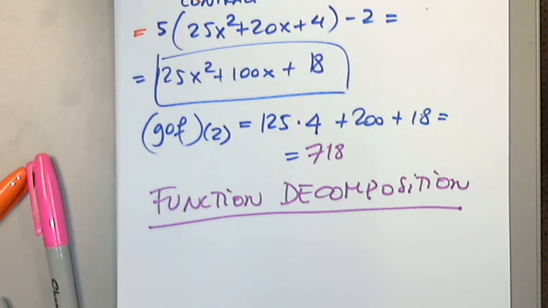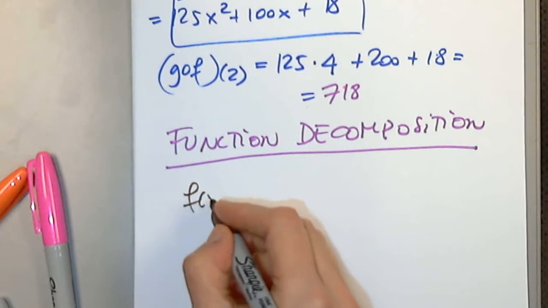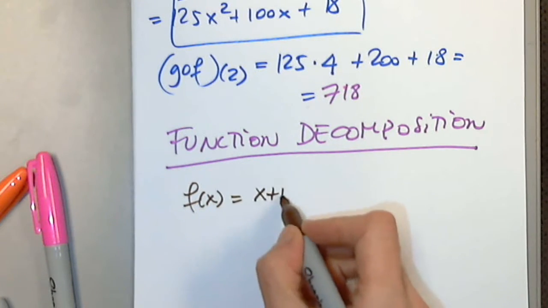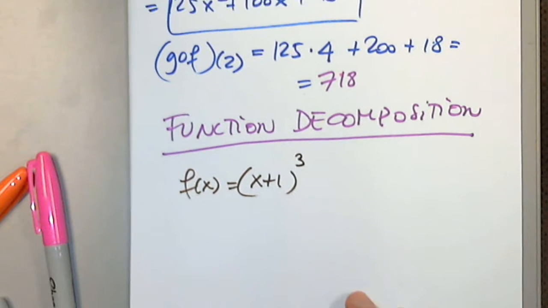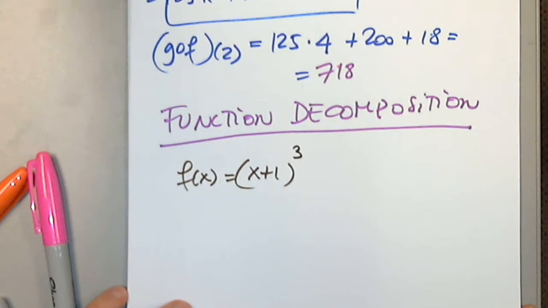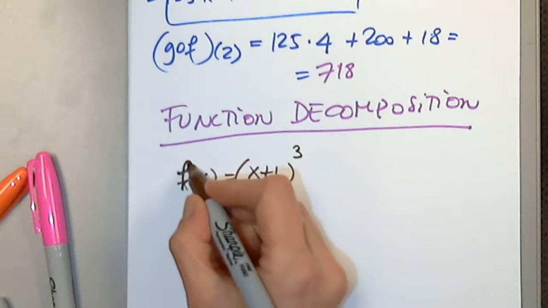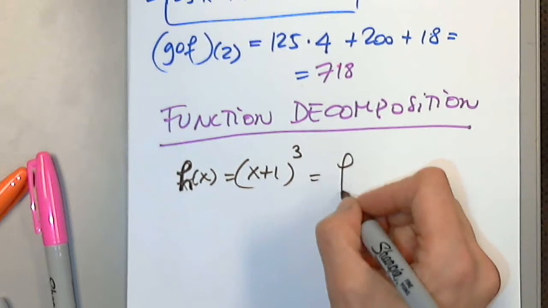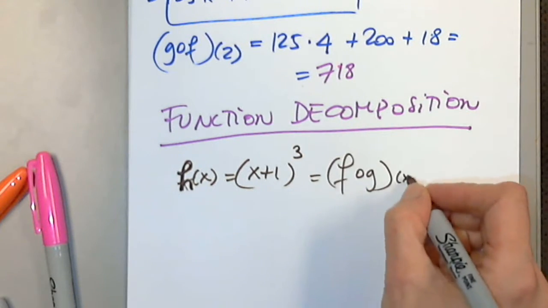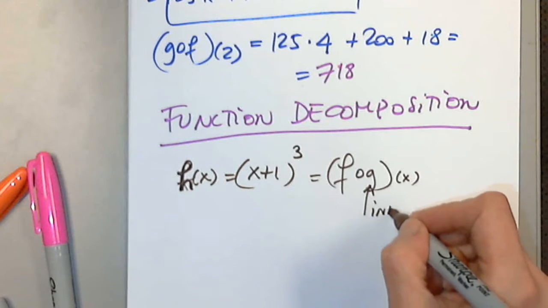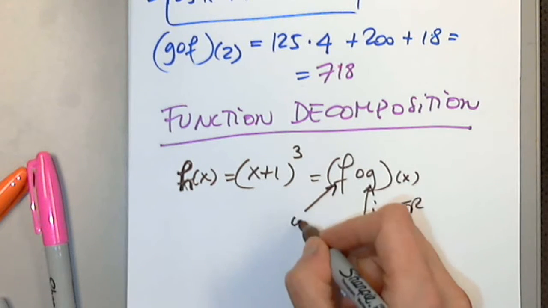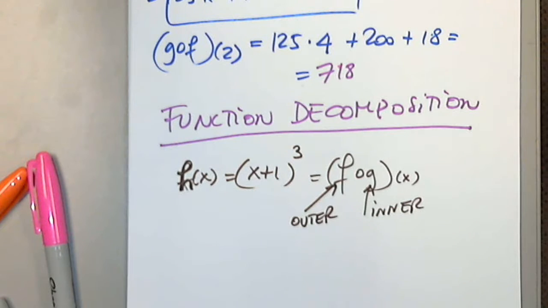So here's an example. Let's say I have f of x equals x plus 1 to the third power. Let me call this h. I like the notation in your book because they are asking us now, find the inner and find the outer, to decompose function h of x into two functions. Okay, here's the thinking behind it.